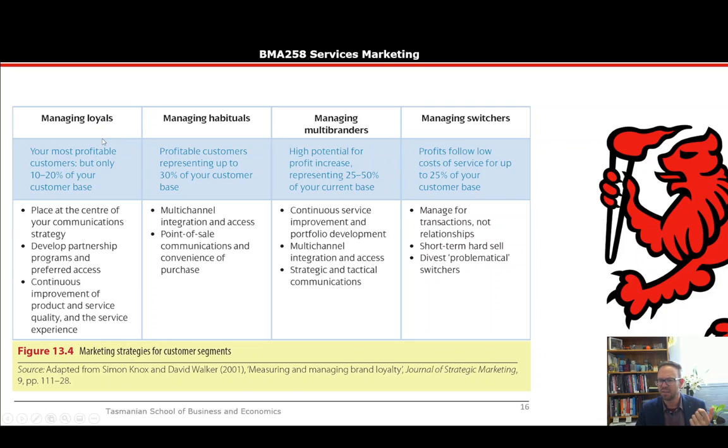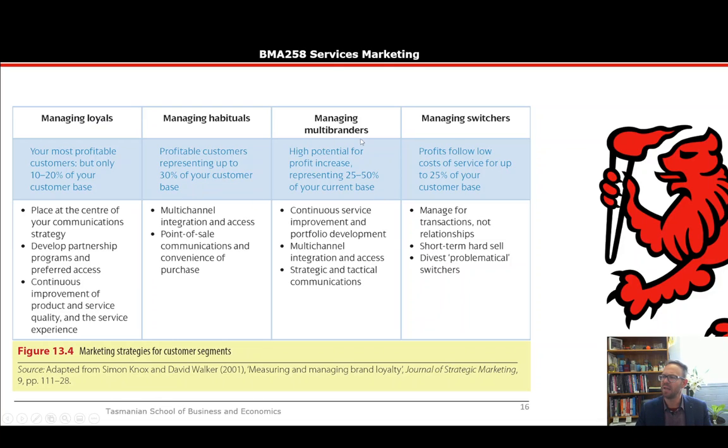You just naturally take them for granted. So we've got to constantly remind ourselves that these are our good customers, and although we lean on them and they're always there, not to take them for granted in a way that's going to be detrimental to your business. Right, managing habituals: profitable customers representing up to 30% of your customer base.